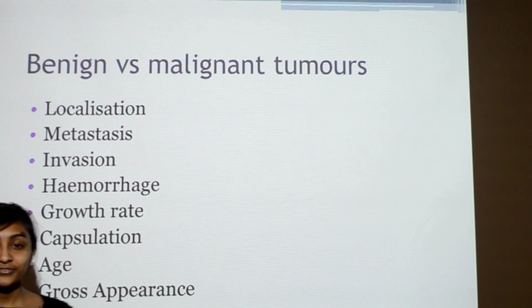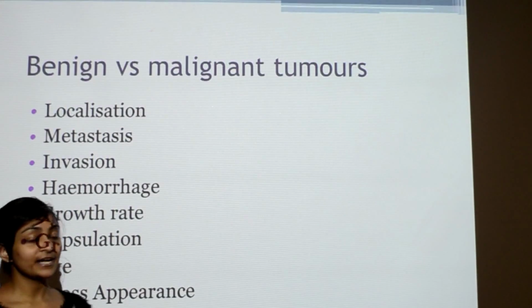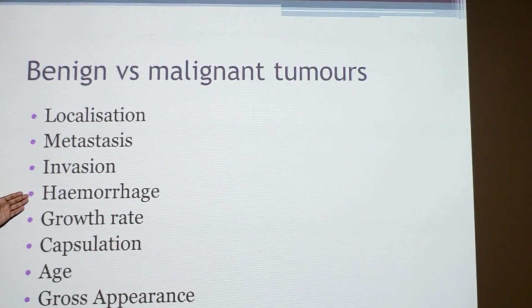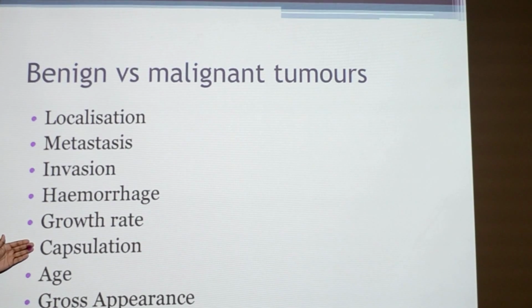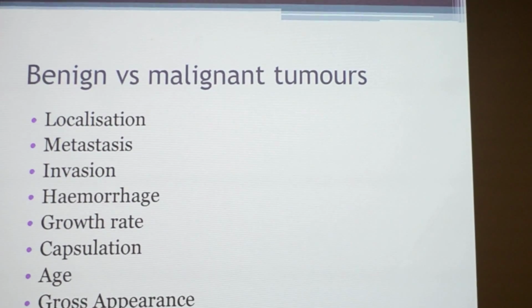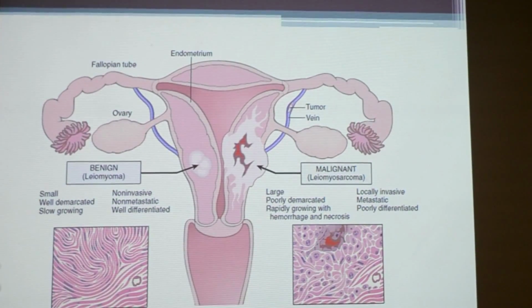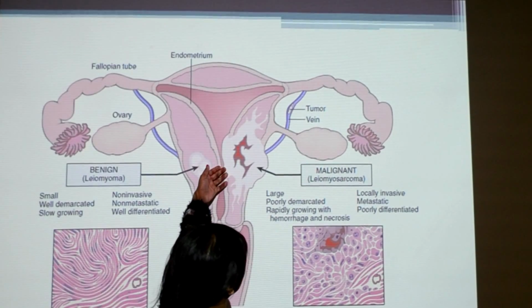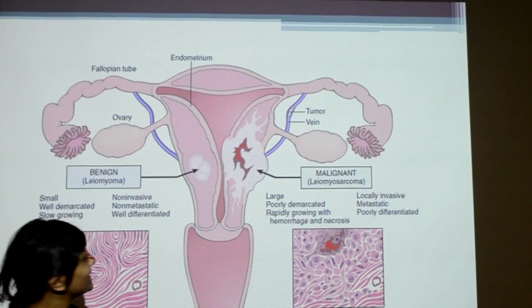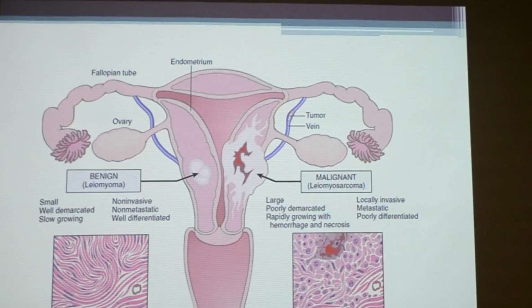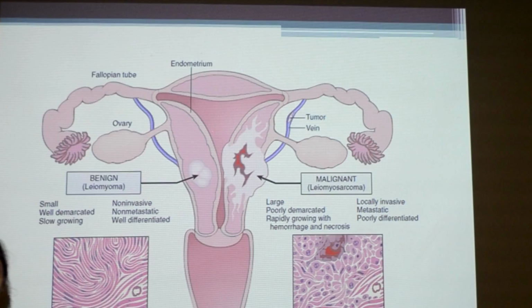Benign tumours are differentiated from malignant tumours by metastasis, localization, invasion, hemorrhage, growth rate, capsulation, age and gross appearance. An example is seen here, where metastasis and invasion is seen in the uterus. Metastasis and invasion is only seen in the malignant tumour, where it's localized in the endometrium of the uterus.